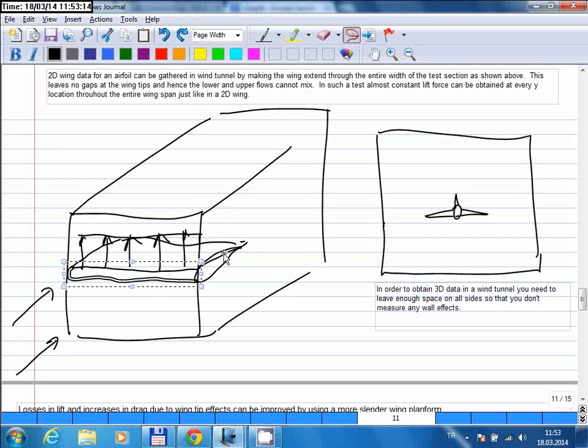And in the wind tunnel test, you will be testing something like this. So you're going to put a wing section, a test wing in a wind tunnel, and it will be just like this here. It will be covering the entire width of the test section. So that means effectively you will be testing a two-dimensional wing. Okay?